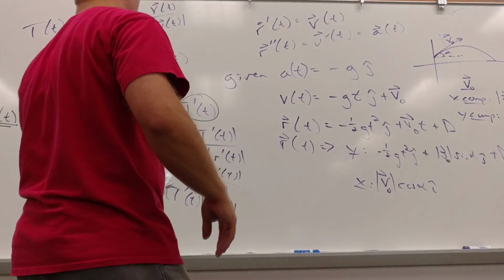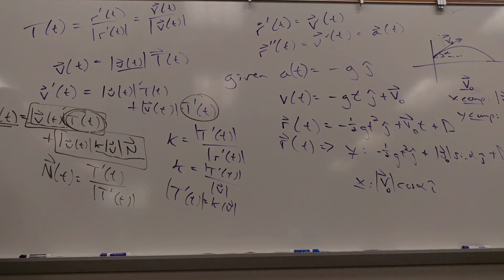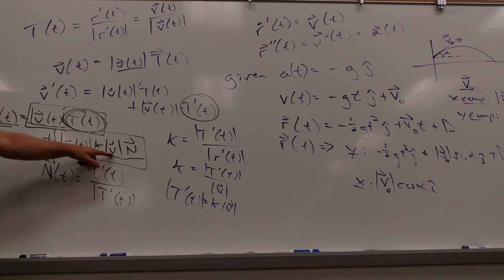Yes, sir. Is that in the normal portion? Would that be v squared? Yeah, you can put kv squared, exactly.